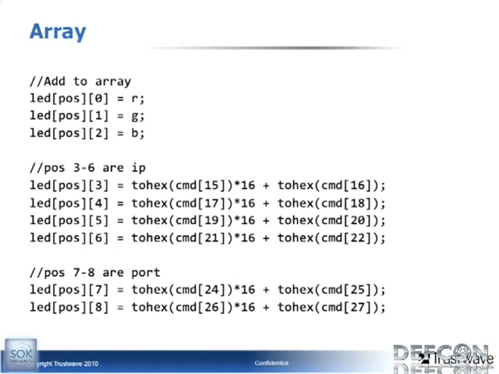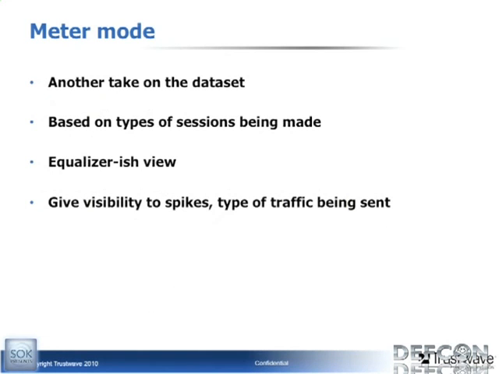So there's the array, multi-dimensional. Isn't that awesome, to say multi-dimensional? It's different positions of the LED matrix, and then I've got a little 2-hex command I wrote in there, a function to convert this stuff over. So that's some code there. Meter mode. I said there's two views, and meter mode is the next one. Let me go ahead and show you that.